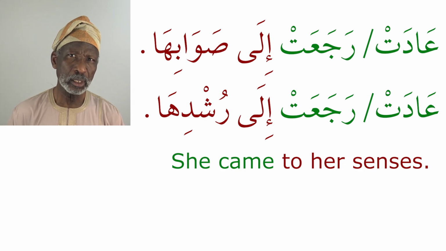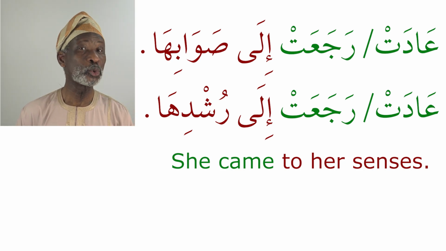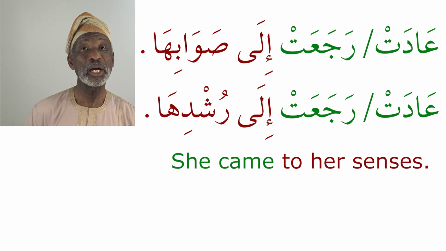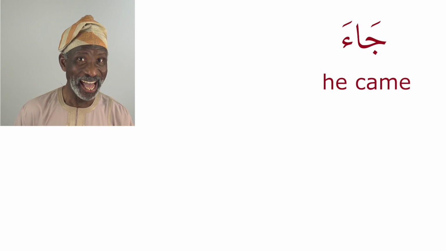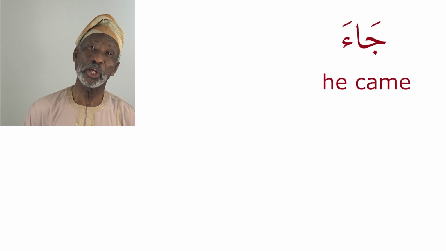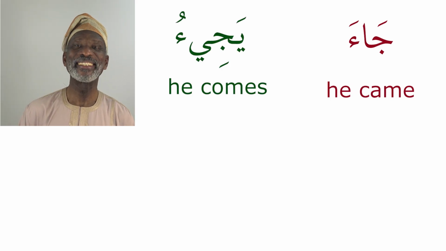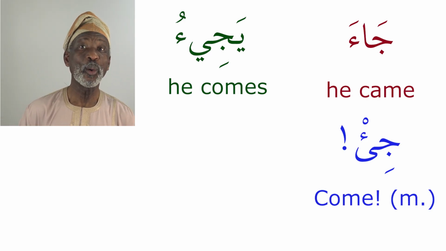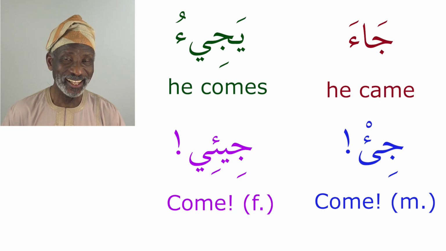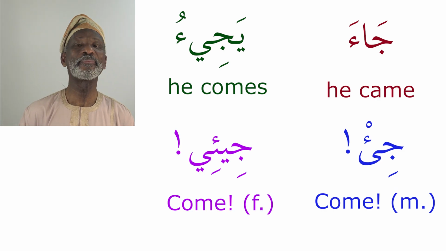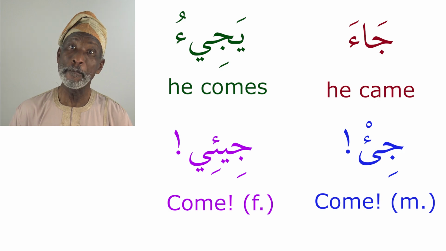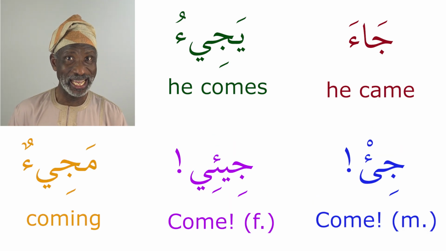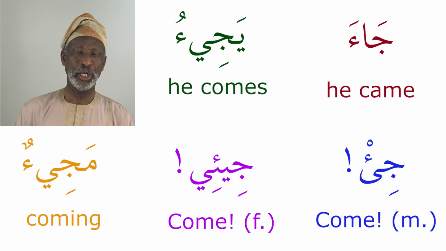Two more verbs. Let's use the verb to come, and that is جاء, past tense. يجيء, present tense. جئ, and that is imperative, masculine. جيئي, imperative for feminine. And the noun is مجيء.